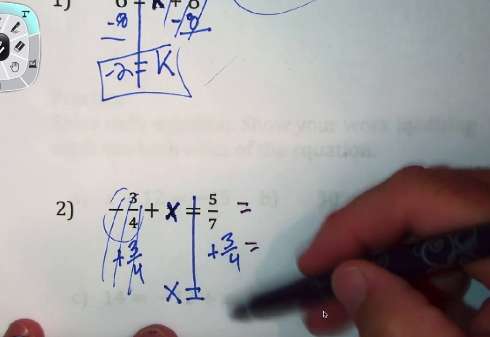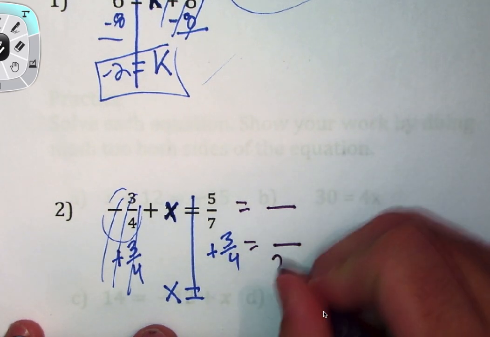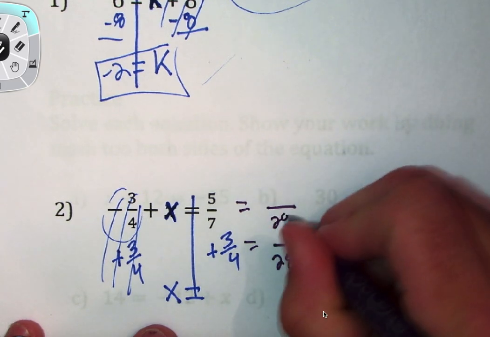And you might remember you can add fractions. They just have to have a common denominator. You can turn 4 and 7 into 28.